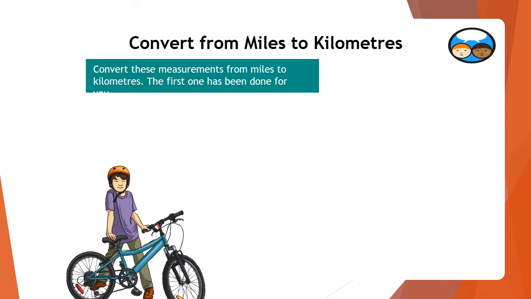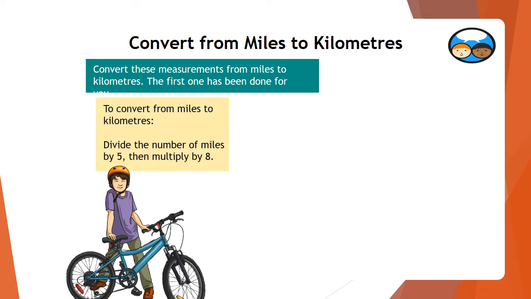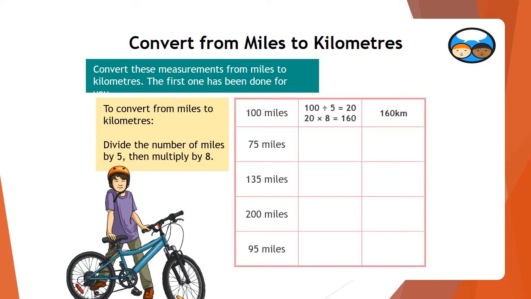We're going to have a go at converting these measurements from miles to kilometres, remembering that we need to divide the number of miles by 5, then multiply by 8. Divide by 5 times by 8. The first one has been done for you. 100 divided by 5 is 20, and 20 times 8 is 160. Now I'd like you to pause the video and complete the rest of the table.